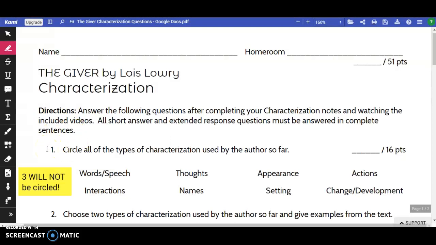The first question says to circle all of the types of characterization used by the author so far. There are 8 types of characterization. 3 of them will not be circled.